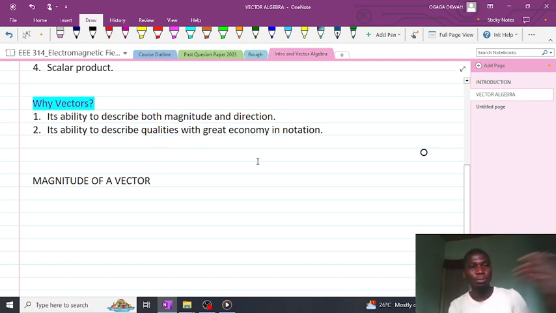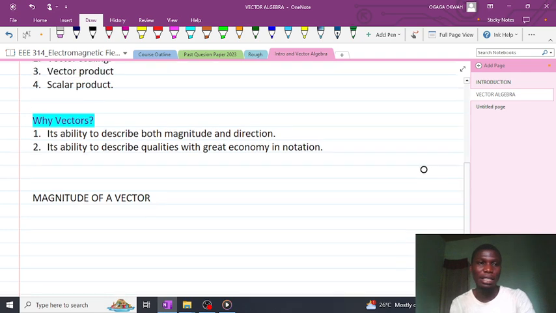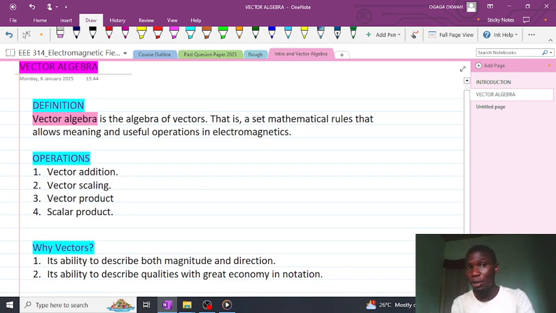So that's that for this video. In the next video, we'll talk about the magnitude of a vector, and we start going into some calculations. So the magnitude of a vector will be in the next video. In this video, we talked about the definition of vector algebra.